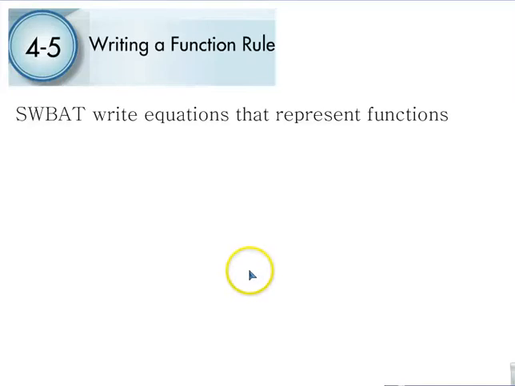All right, section 5. In section 4, you learned how to graph a function rule. So now we're going to take function rules and learn how to write them. These are all just technicalities. We've already done these sorts of things before. Basically, this is going to be like, look at a word problem. What equation helps us solve it? So students will be able to write equations that represent functions.